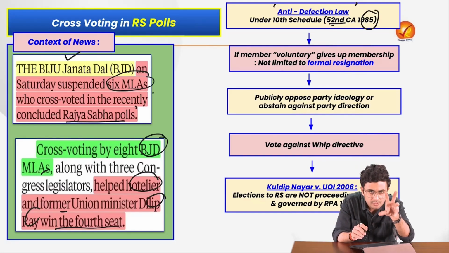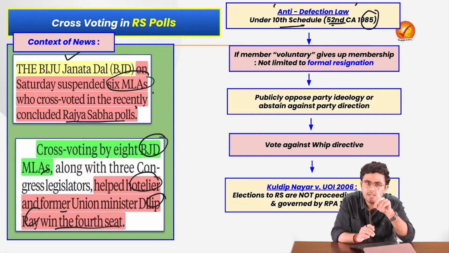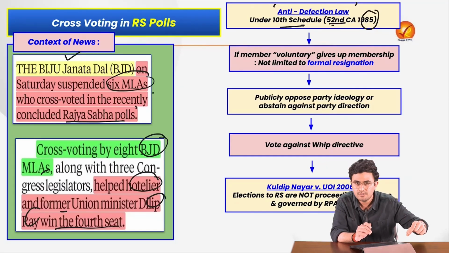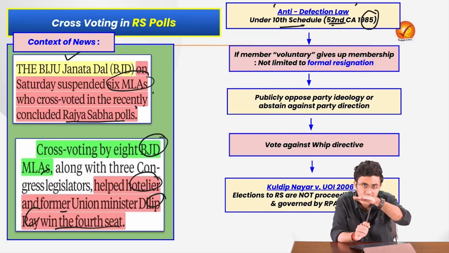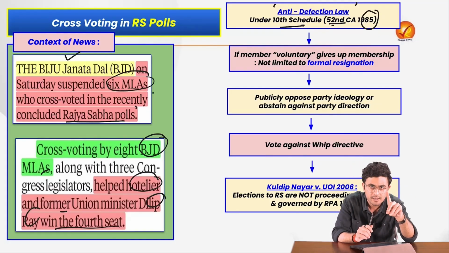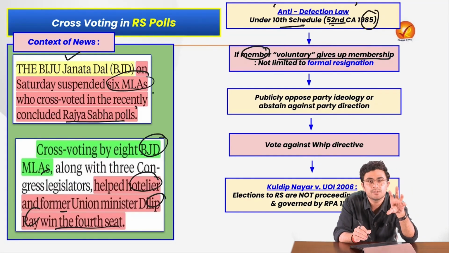To curtail that issue, this anti-defection law was introduced under the 10th Schedule of the Constitution, where it says that, for example, you fought the election on the ticket of a party, and the moment you join any other party within the tenure of those 5 years, it will be considered as defection and you will be disqualified from holding the seat in the parliament or in the state legislature. Now, if the member voluntarily gives up the membership, then this particular case does not apply.